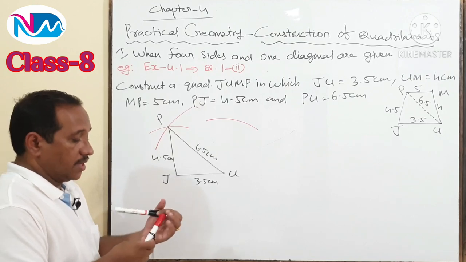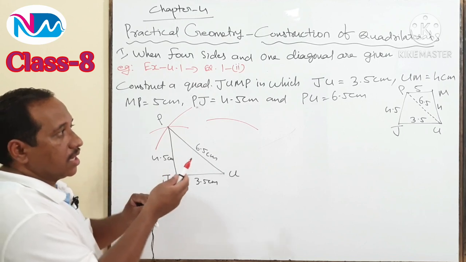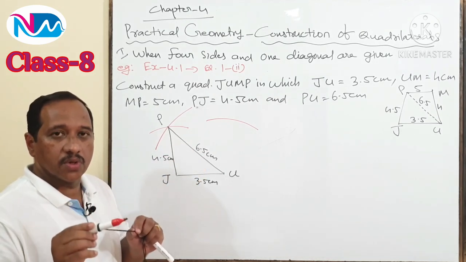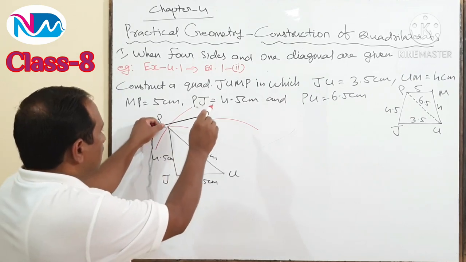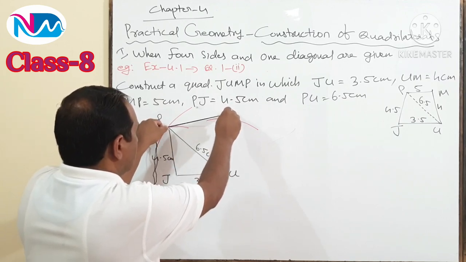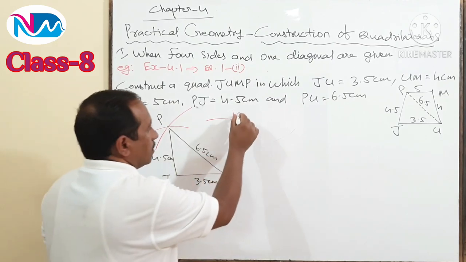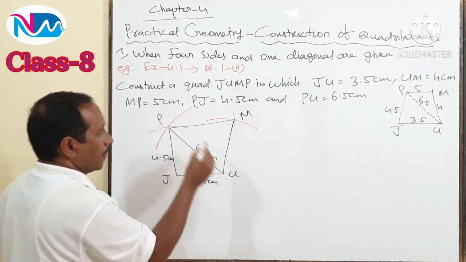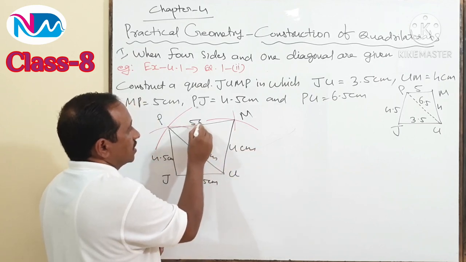Now, with the vertex P as center, draw an arc of radius 5 cm. I hope all of you know how to take a 5 cm radius on the compass. So with P as center, take 5 cm radius and draw an arc. So they will intersect at point M. Now you can join PM and UM. So this is 4 cm and this is 5 cm.